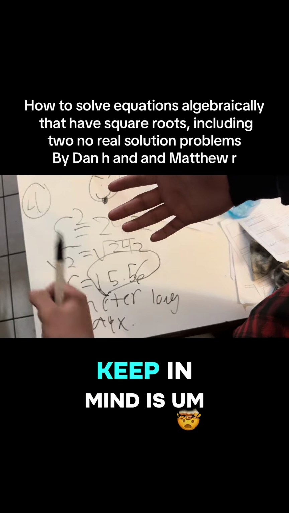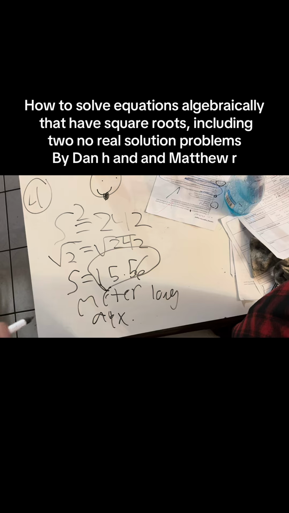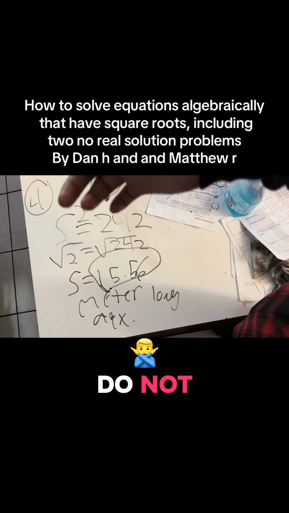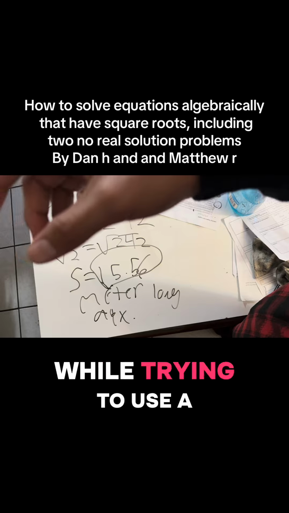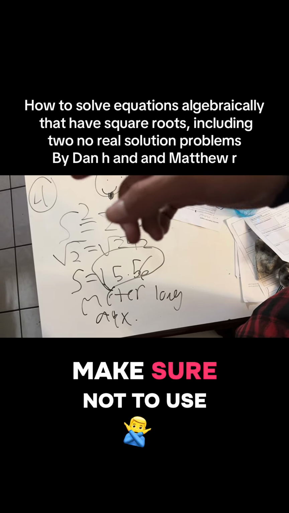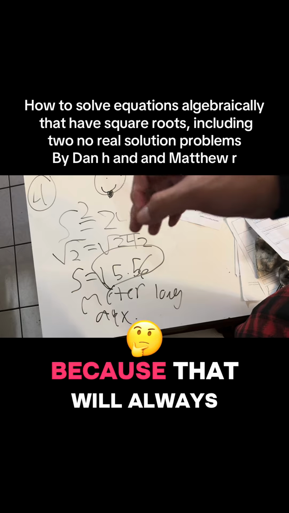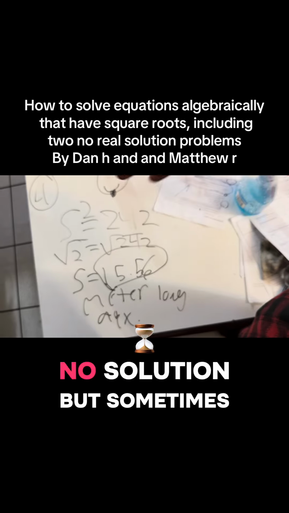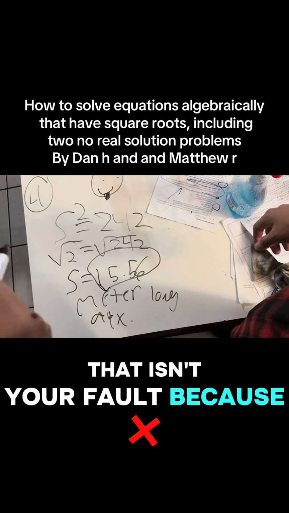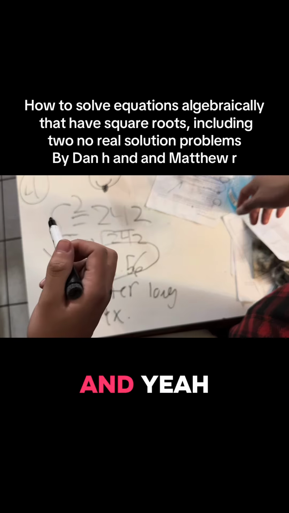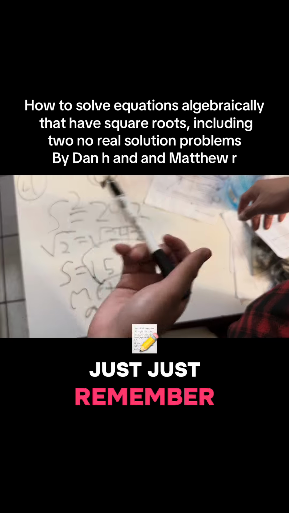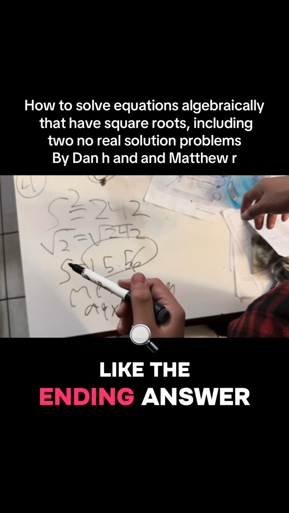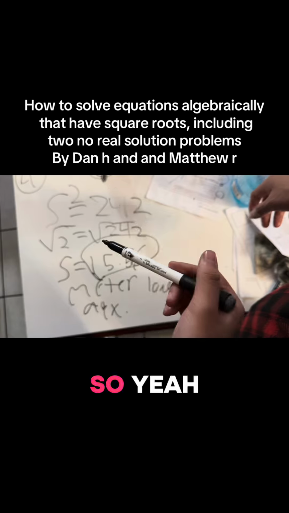One important thing to keep in mind is, while trying to use a square root, make sure not to use any negatives because that will always come out to no solution. But sometimes that isn't your fault because that's just the way the question is. And just remember, if it comes out as a negative, like the ending answer, it's just going to be no real solution.